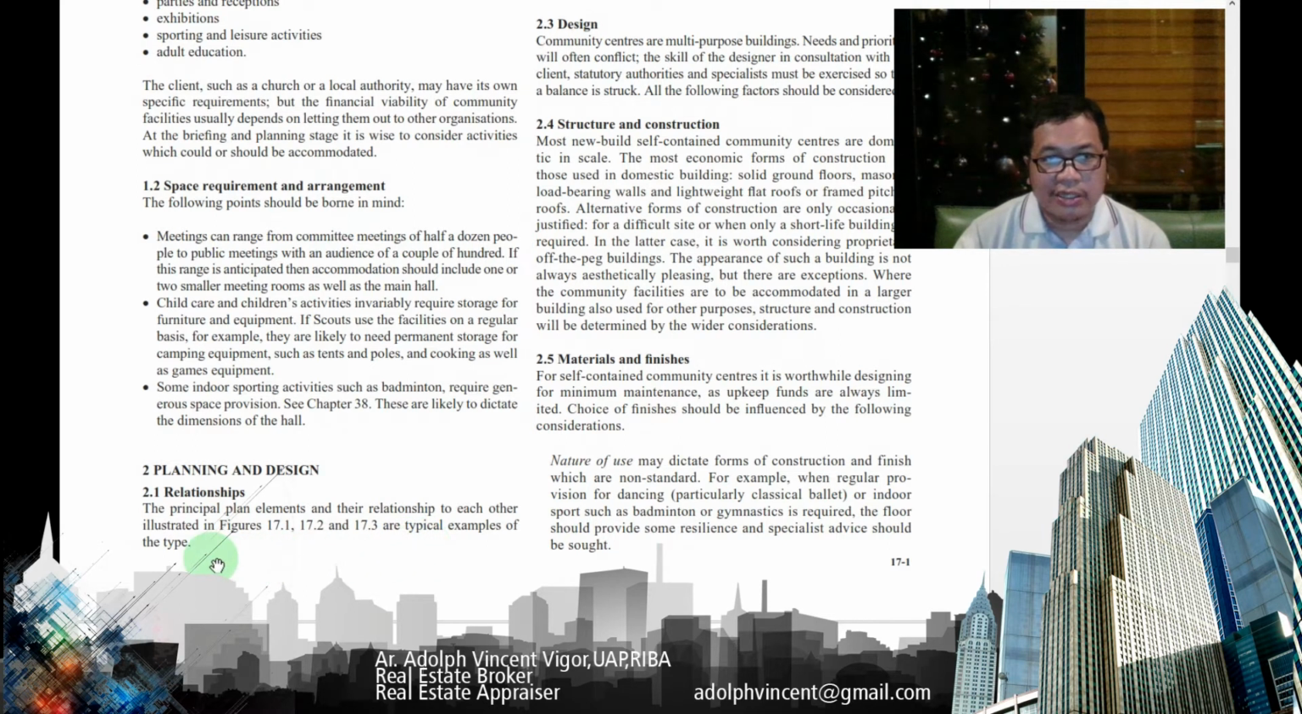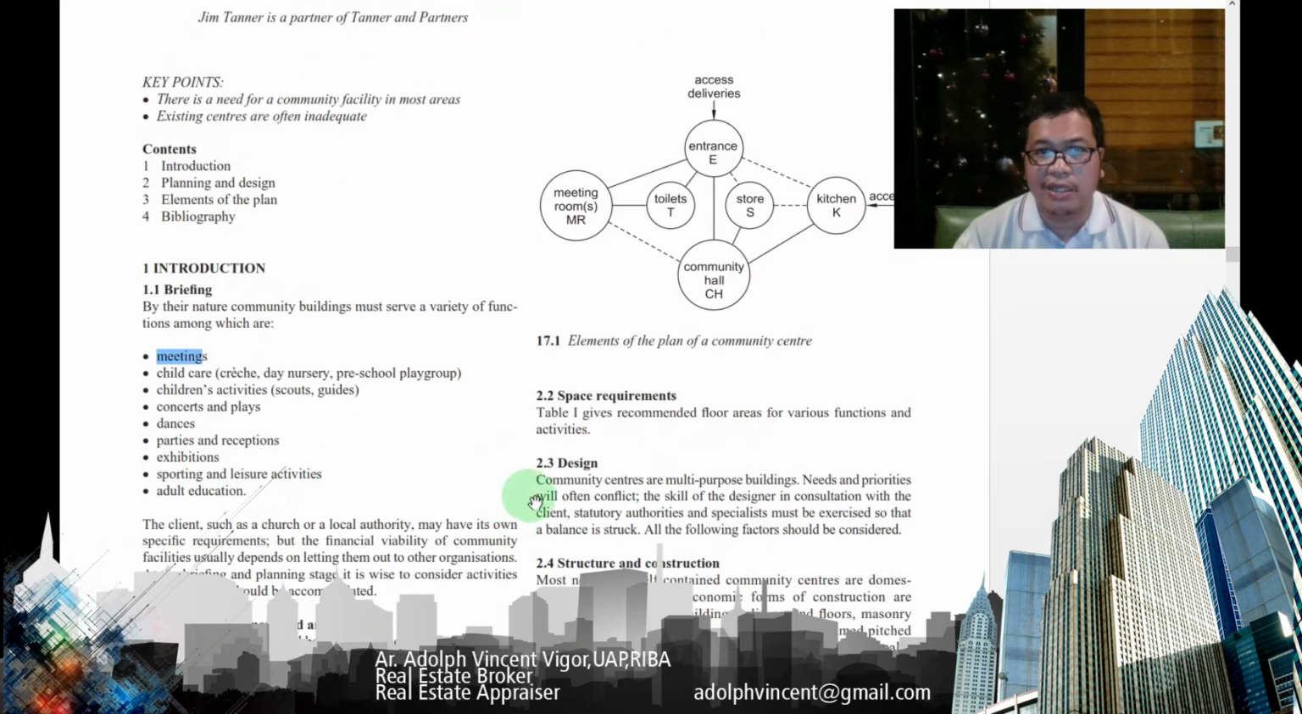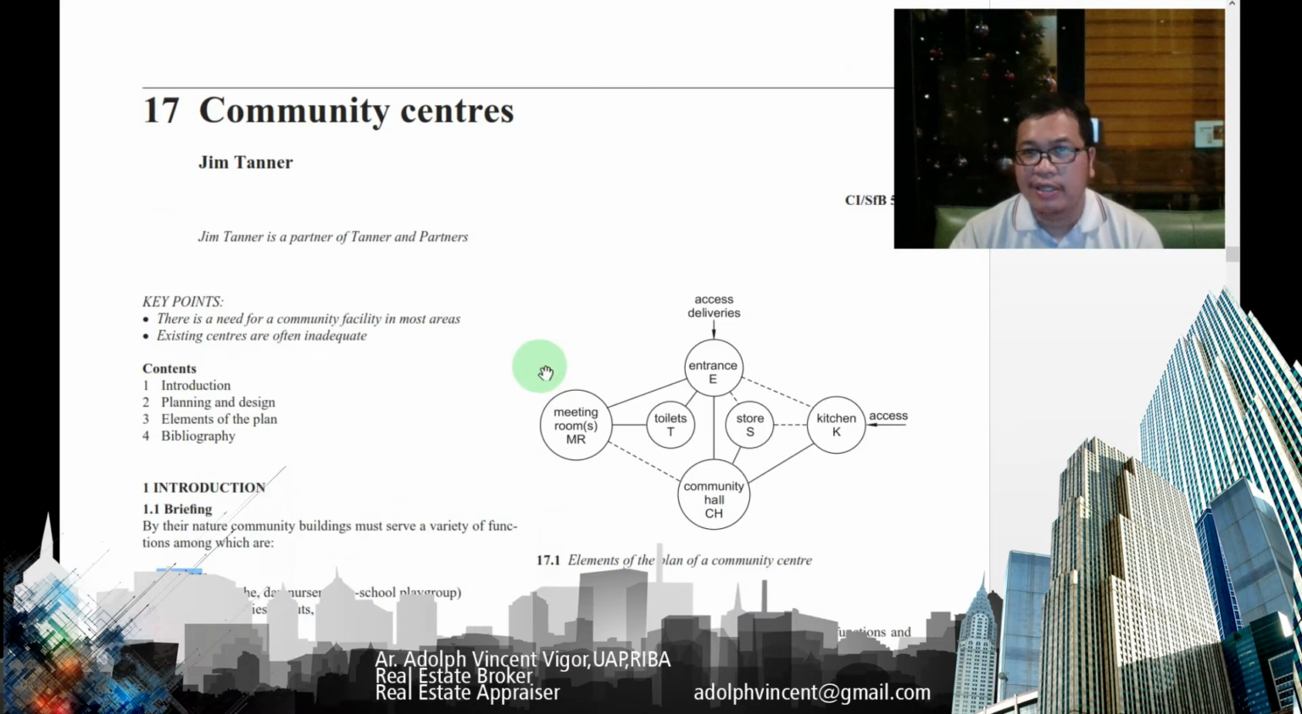The principal plan elements and relationships to each other are illustrated here in figure 17.1. So if you look at here, class, this is the bubble diagram for it. If this is the entrance, it should have an access here. Then the entrance should have access to storage and the toilets. Okay. Then the community hall. Then the different meeting rooms.